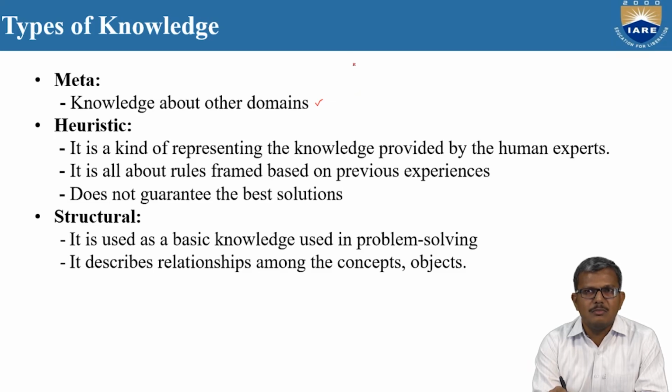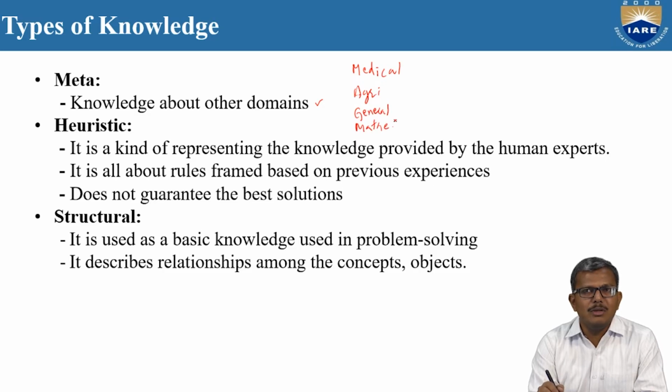Just now we discussed that domains means different kinds of domains. It can be the medical domain, the agriculture domain, some general problem solving domain, or mathematical domains. So if I say it is meta knowledge, that knowledge is going to be a collection of information including information related to medical, agriculture, general activities, and mathematical problem solving or mathematical theorems. So you are going to see all these kinds of information in the same place. So we can say that kind of knowledge is meta knowledge.